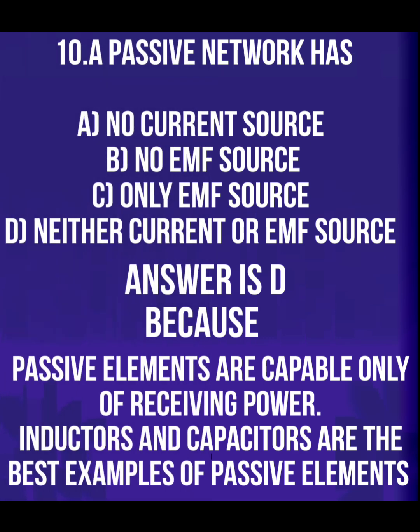10th question. A passive network has neither a current source nor an EMF source. Actually, passive elements are capable of only receiving power. The best examples are inductor and capacitor. They will store the energy up to a certain level. That was about passive elements and active elements, which we referred from the model paper, students.